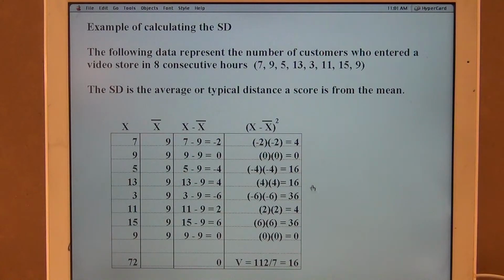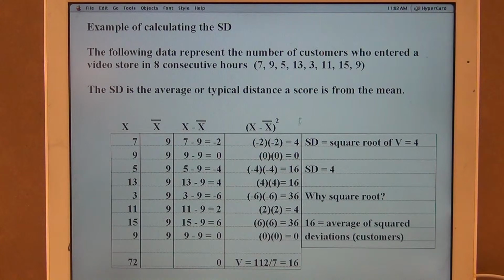Now, since I squared these numbers, I'm at a different unit of measurement. I'm in squared, like square inches, because I've squared something. Well, there's no concept of square customers. So to get the standard deviation, I take this variance, the number 16, which was the average of the squared differences of the scores and the mean, and I take the square root. So the standard deviation is the square root of the variance. In this case, the standard deviation here is 4.